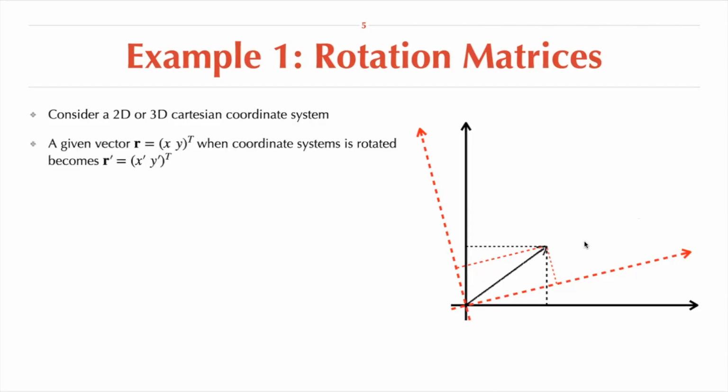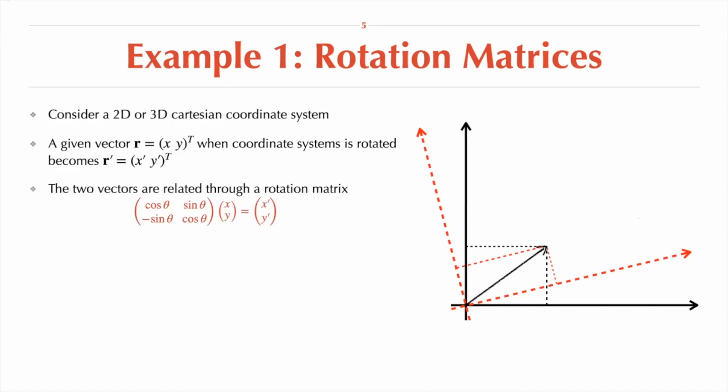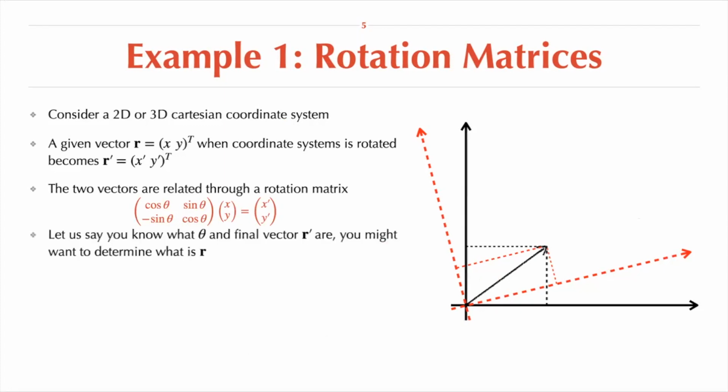You know that the coordinates of this vector in the two coordinate systems would be x, y and x prime, y prime, and you also know that the components are related in this way. Say you know what theta is, and you know what x prime and y prime are, then you might be interested in calculating r. Or say you know r prime and theta, and you want to know what x and y are. In that case you get two equations, and you want to solve this system of equations.